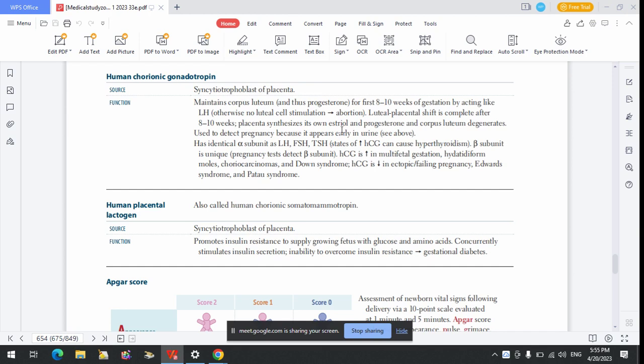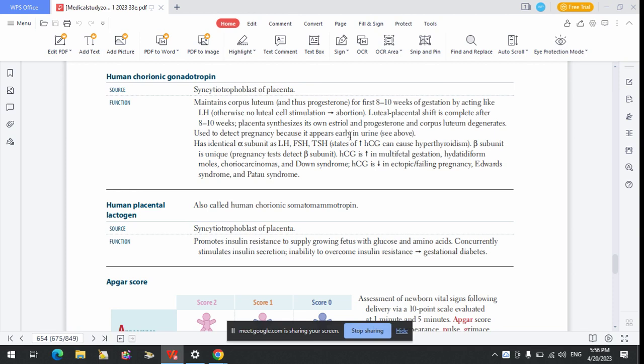You said it increases by 1,000-fold during pregnancy, so it's a potent indicator of placental function and eventual fetal well-being.